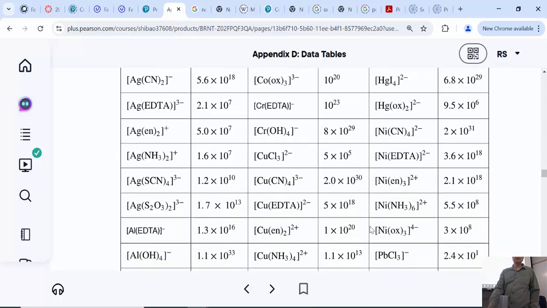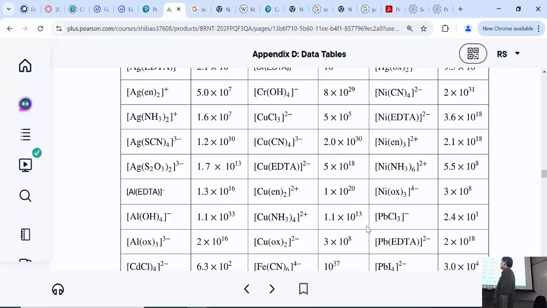So, just do it. We have 4. Thiosulfate. Is that bidentate or monodentate? What is that? Thiosulfate. It's monodentate. Two oxygens are too close together. Sulfur is too close together. But anyway, we have K values for this.